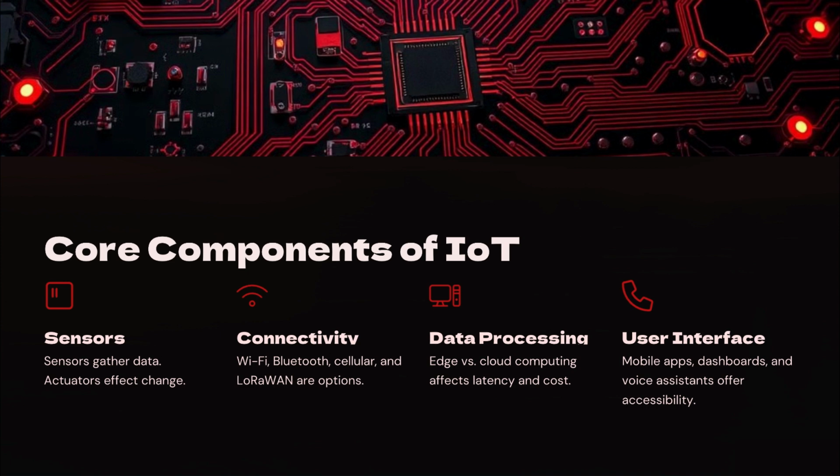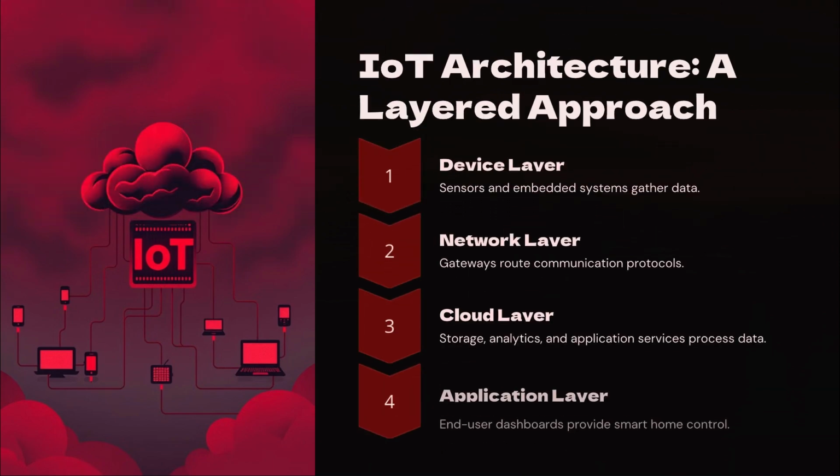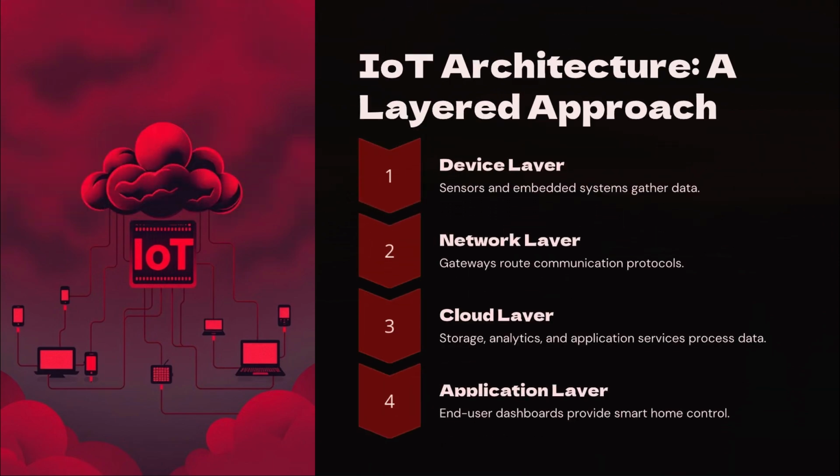So now let's further understand IoT with the help of the architecture, which is a layered approach. IoT systems are often structured in a layered architecture. The device layer, also known as the perception layer, comprises the sensors and actuators, along with embedded systems that control their operation. The network layer facilitates communication between devices and the cloud, handling data transmission, routing, and network management. Gateways play a crucial role in this layer, often acting as intermediaries between different communication protocols.